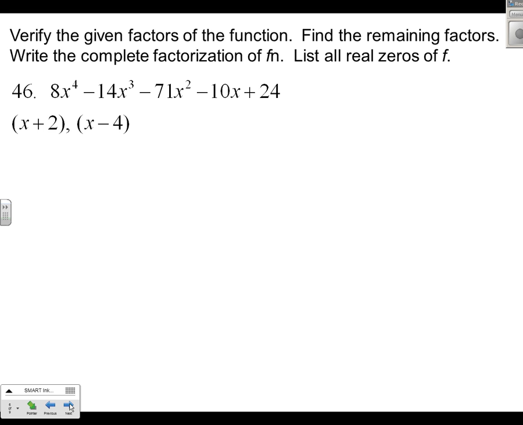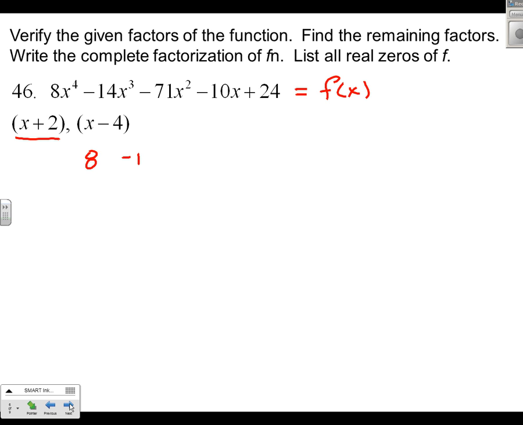Here's what all this is leading to. We're trying to find zeros and verify the given factors of the function, find the remaining factors. Well, if x plus 2 is a factor of, let's call this f of x, that means that negative 2 is a 0, because it would be x plus 2 times something times something times something. That would make negative 2 be a 0. That means that negative 2 should synthetically divide this and work out evenly, or x plus 2 should long divide it, work out evenly. I'm going to do synthetic division.